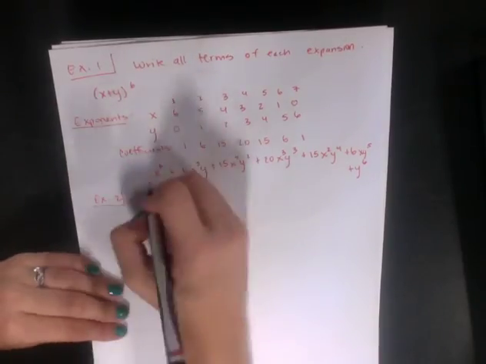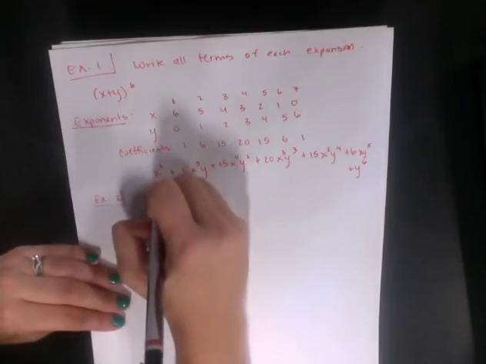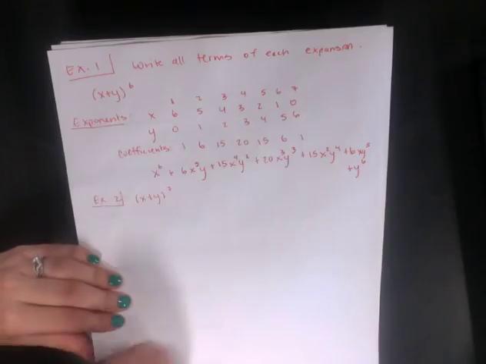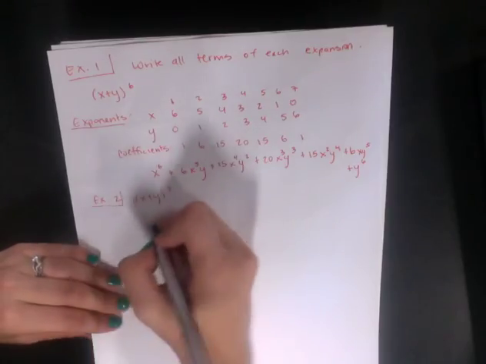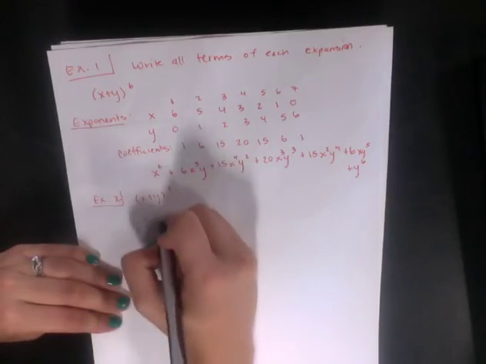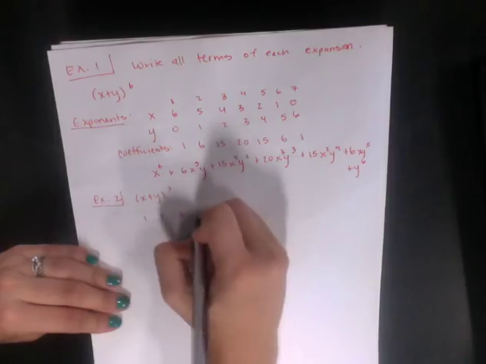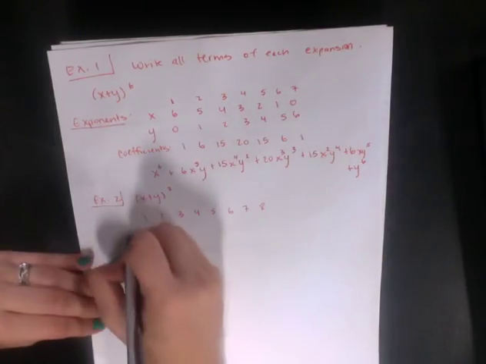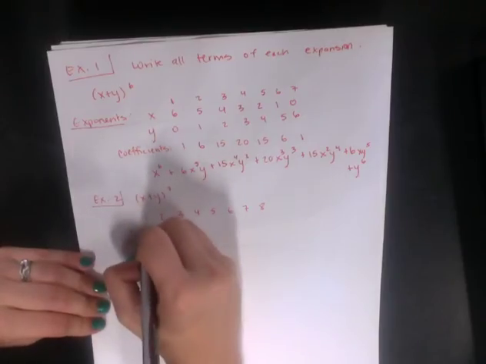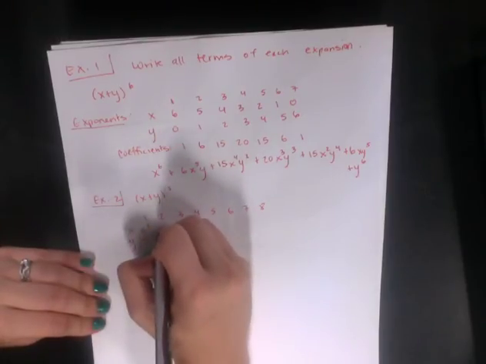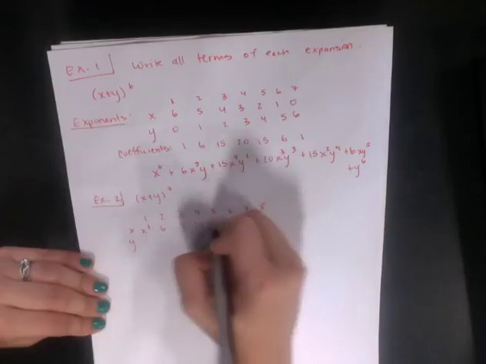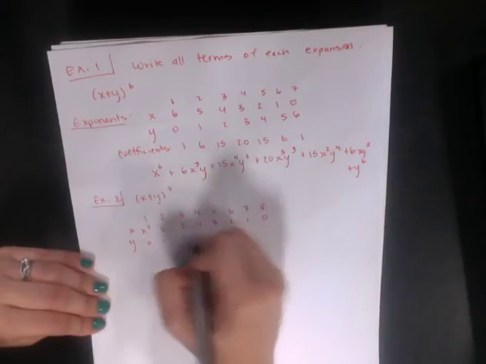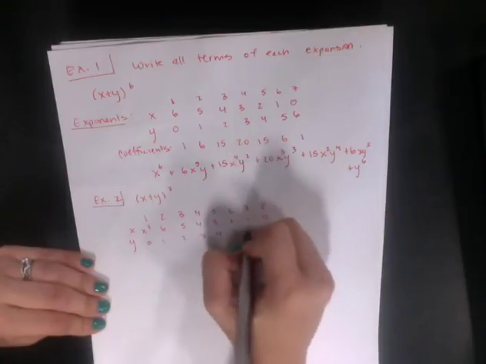Example 2, we are going to expand (x + y) to the 7. Now, you don't have to write out this chart every time, but I think it's very helpful, so I'm going to again. We'll have 1, 2, 3, 4, 5, 6, 7, 8 terms. I have x and y. I'll have x to the 7, 6, 5, 4, 3, 2, 1, 0, and y to the 0, 1, 2, 3, 4, 5, 6, 7.